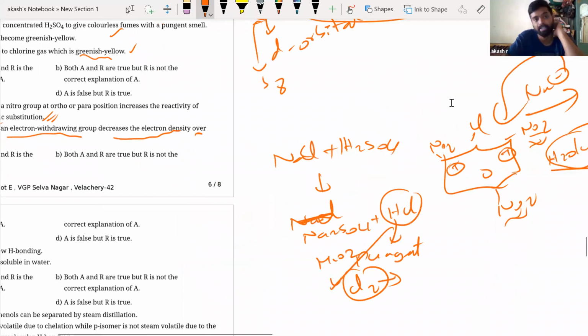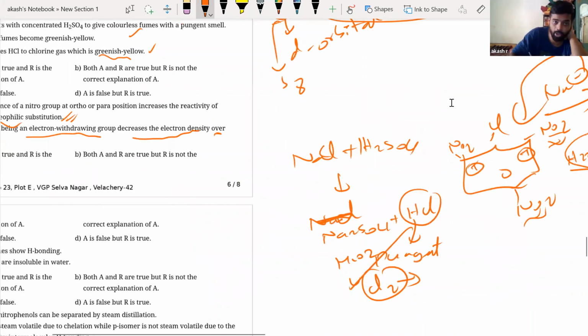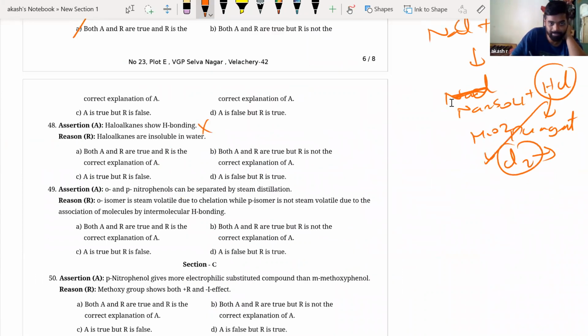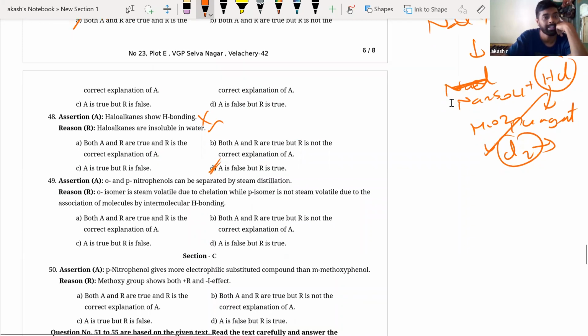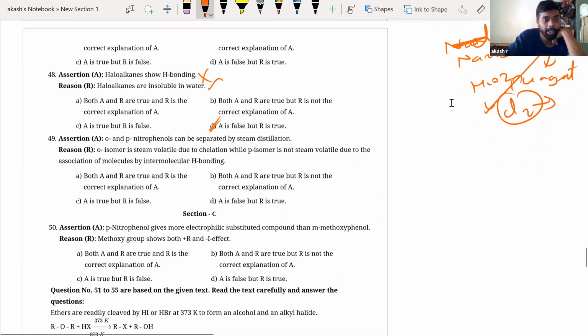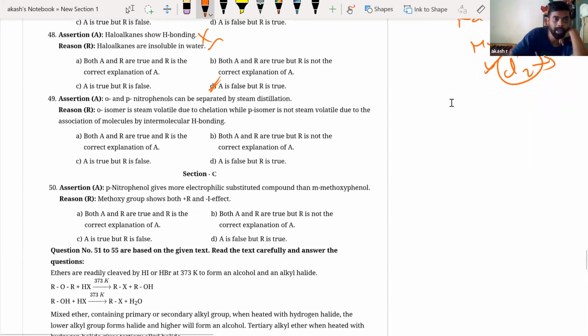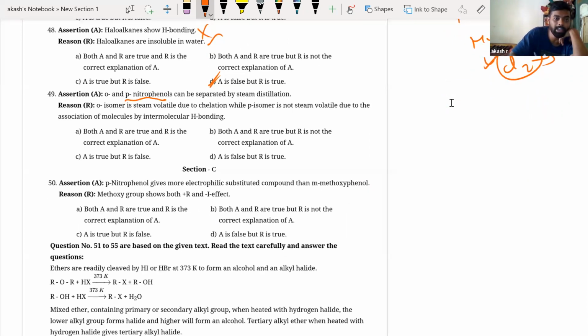Next, haloalkanes show hydrogen bonding. No, they don't. Haloalkanes are insoluble in water. That is correct. So I have A is false, R is true. Next, ortho and para nitrophenols can be separated by steam distillation. Yes, because I know para nitrophenol will form intermolecular hydrogen bonding. Ortho will form intramolecular hydrogen bonding, and we will see what they're telling.